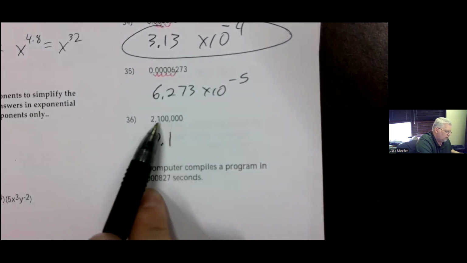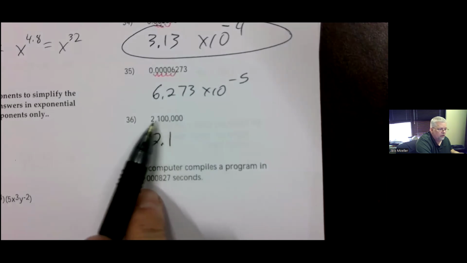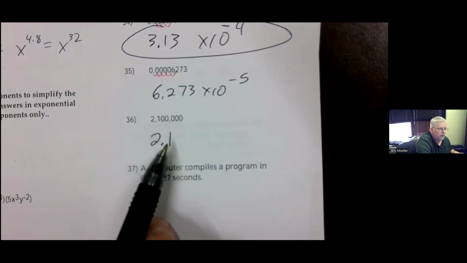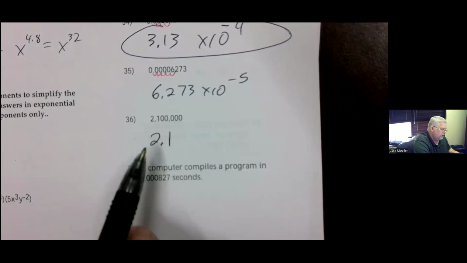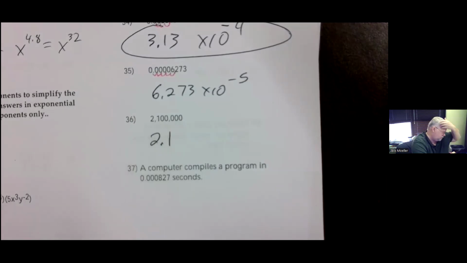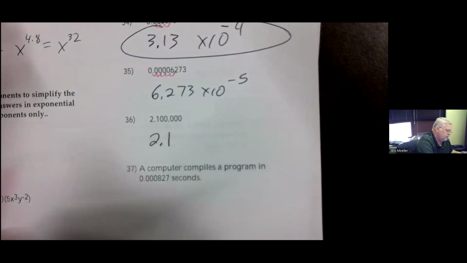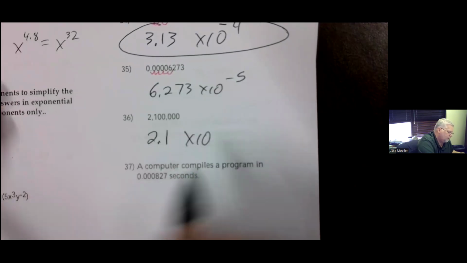And if this was just 2 million even, not 2,100,000, just put 2.0, or you could just put 2. That would be acceptable. Most math apps are really picky. I would accept it on a test.